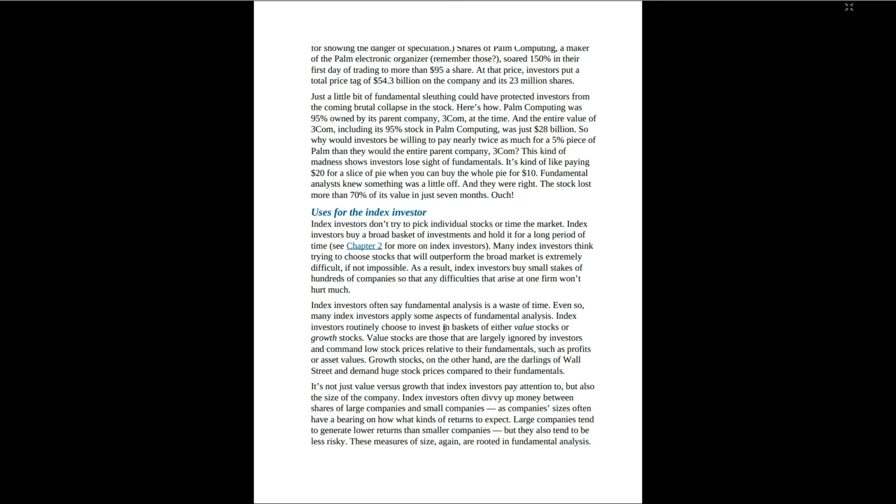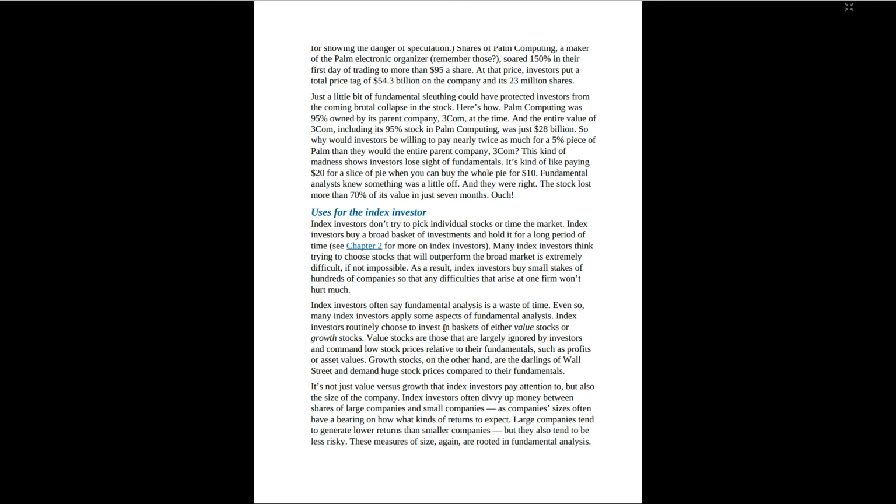This kind of madness occurs when investors lose sight of fundamentals. It's kind of like paying $20 for a slice of pie when you can buy the whole pie for $10. Fundamental analysis would have shown something was a little off, and they would have been right. The stock lost more than 70% of its value in just 7 months.